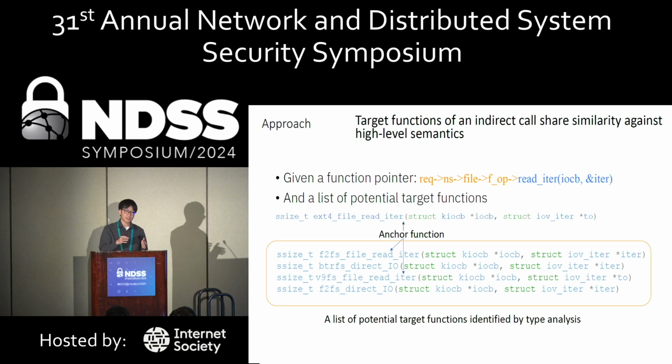And we can rank the similarity between the anchor function and the functions inside this list. For example, if we can find this anchor function, and furthermore we know that this function is more similar to the first and third function, and it's not very similar to the second and the fourth function, then we know that the first and third function could be more likely to be a target compared with the other two functions.